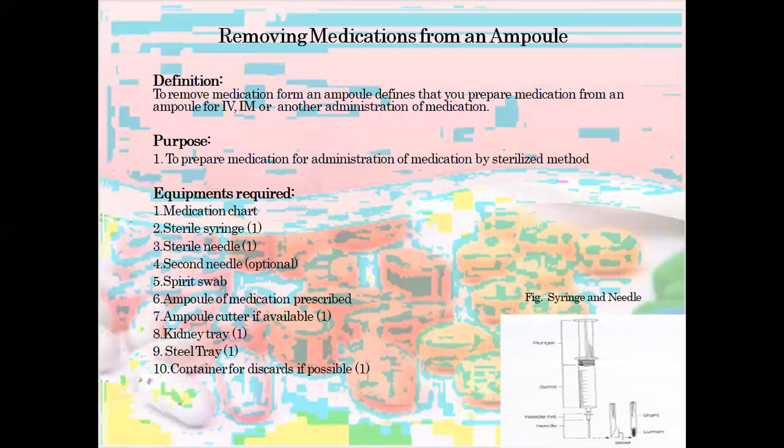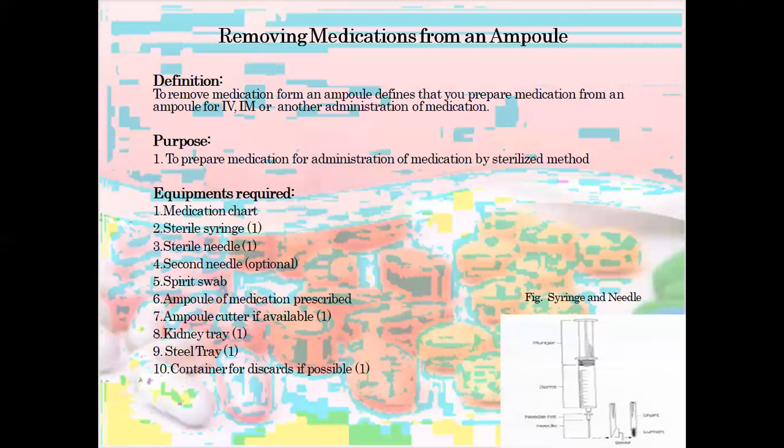And when we prepare a medication and remove a medicine from the ampoule, what all equipment will be required? So first is a medication chart. पहला जो है हमारे पास क्या होना चाहिए? Medication chart, then sterile syringe, then sterile needle to remove the medicine from the ampoule. Then a second needle, optional, in case the needle gets damaged or anything else happens, so we keep the sterile needle optionally.